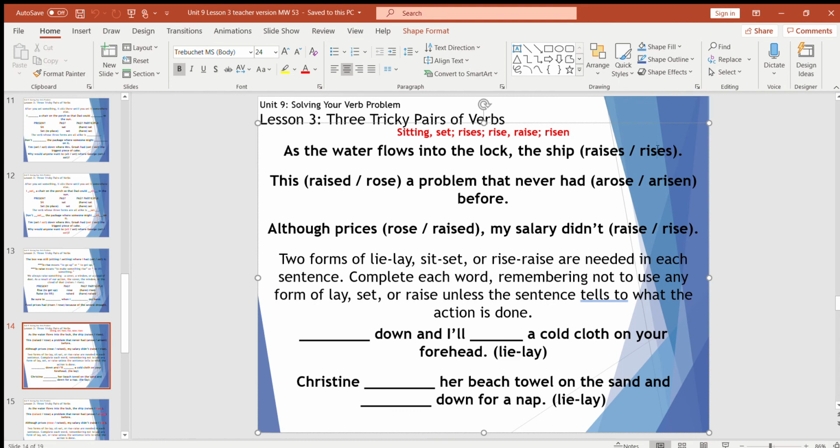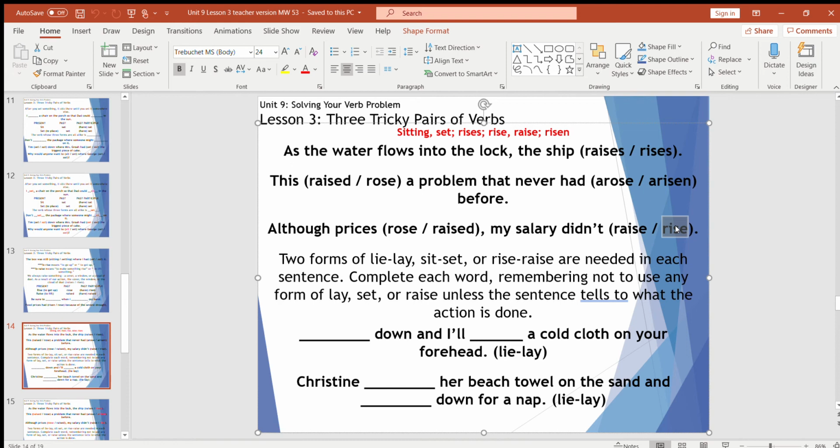This raised or rose a problem that never had arose or arisen before. Okay, so it did it to something else, so it raised a problem that had never arisen before. And although prices rose or raised, my salary didn't raise or rise. So although prices rose, right, because they did it to themselves, my salary, again to itself, didn't rise. Okay? So it helps to have the definitions next to it sometimes.